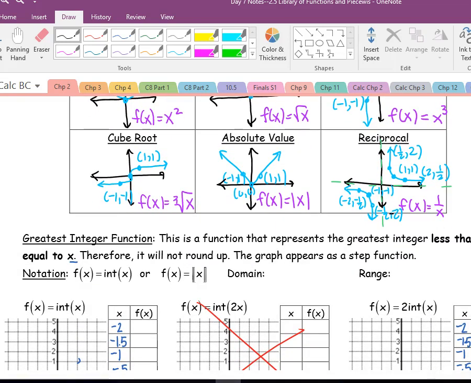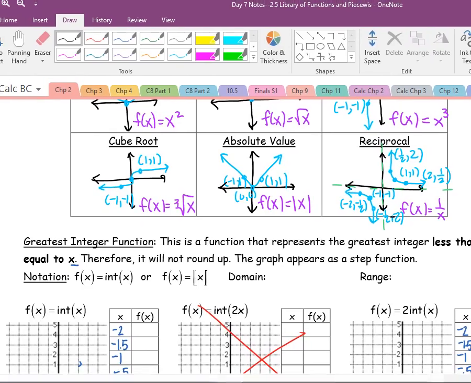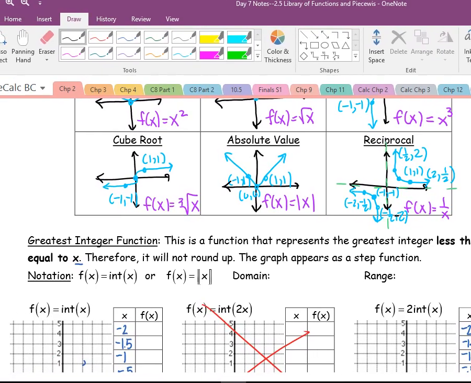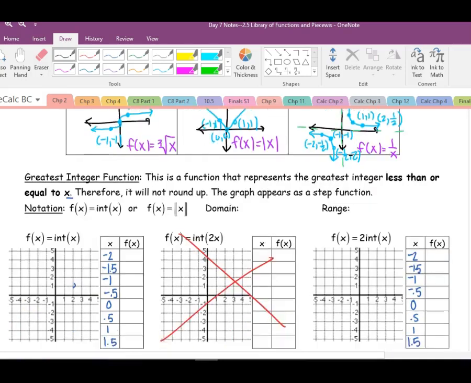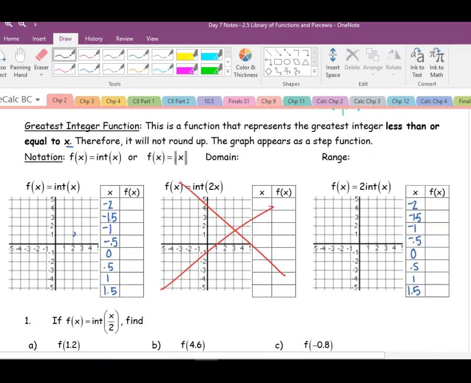And next, we are going on to this. All right, so the last thing we're going to talk about today is something called the greatest integer function. This is a function that represents the greatest integer less than or equal to x. What's a little weird about this is that it means your number is not going to round up. And this graph actually appears as a step function. Okay, so your notation is going to look like this: f(x) = int x, or it's got these brackets.